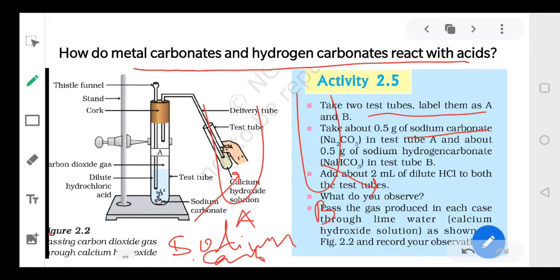Sodium hydrogen carbonate. Okay, again I am repeating, we have taken 2 test tubes, we will label them as A and B.